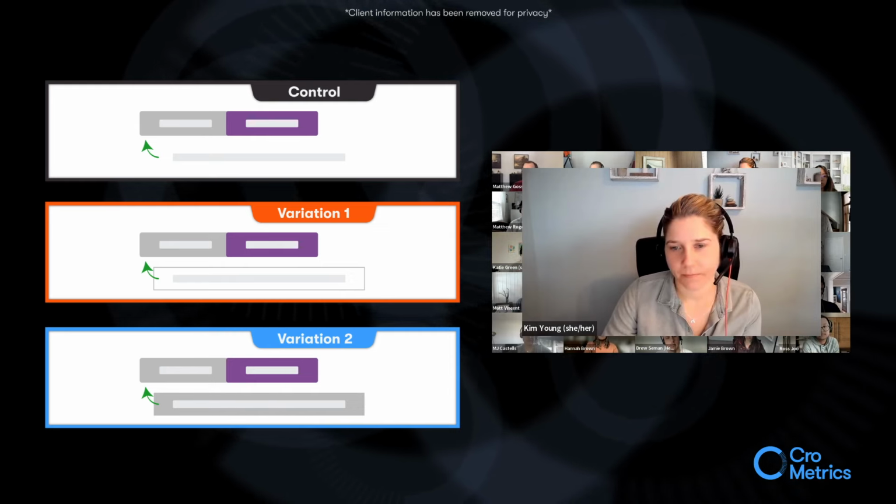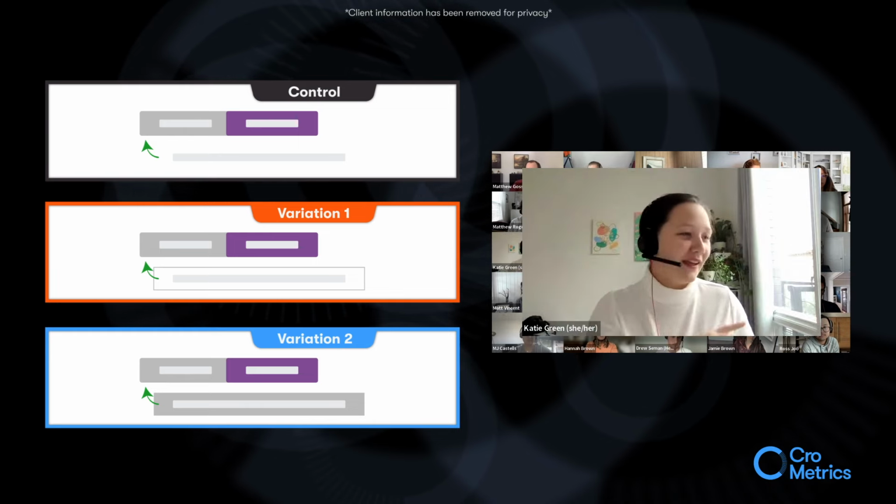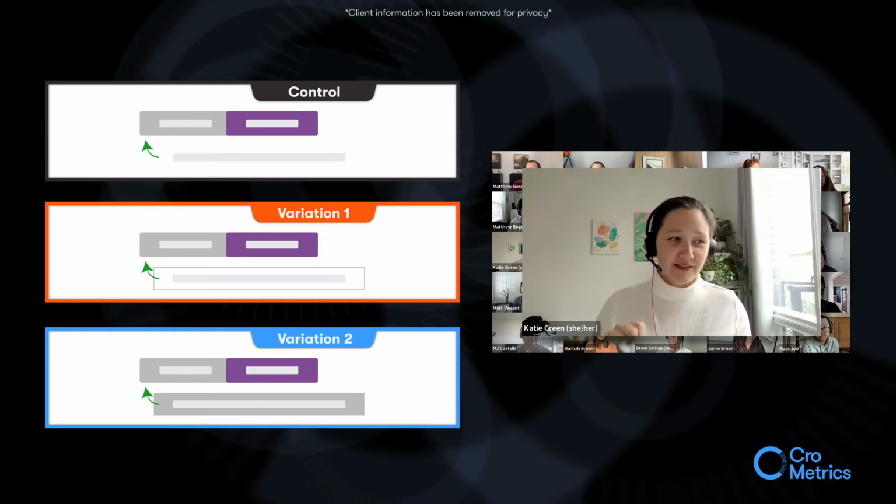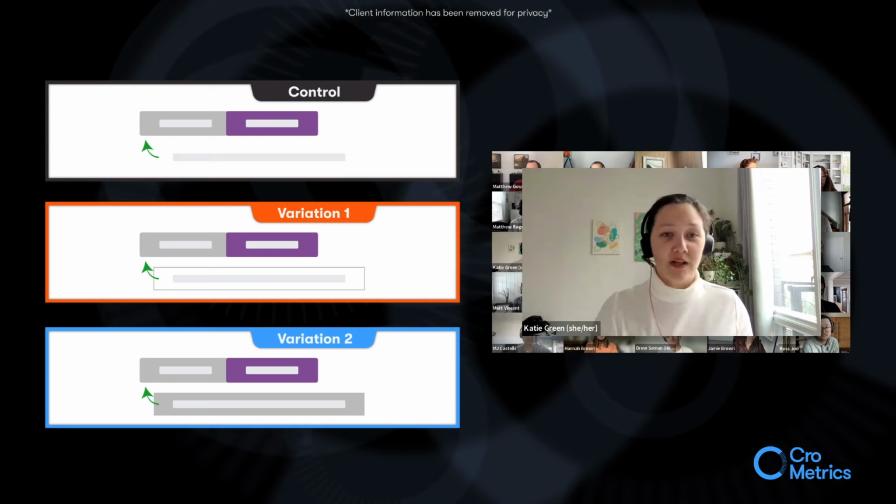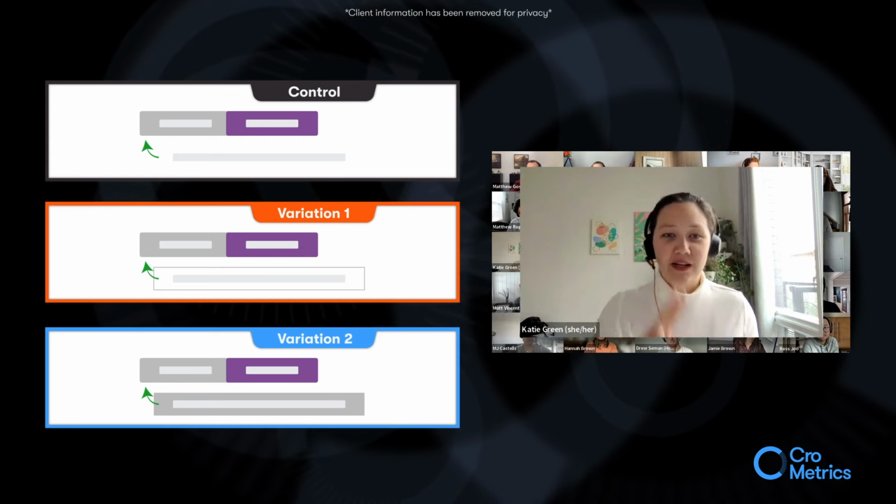Okay, should we vote? If you think the control one, do a fist. If you think the outline version one, do a 1, and the gray box version a 2.